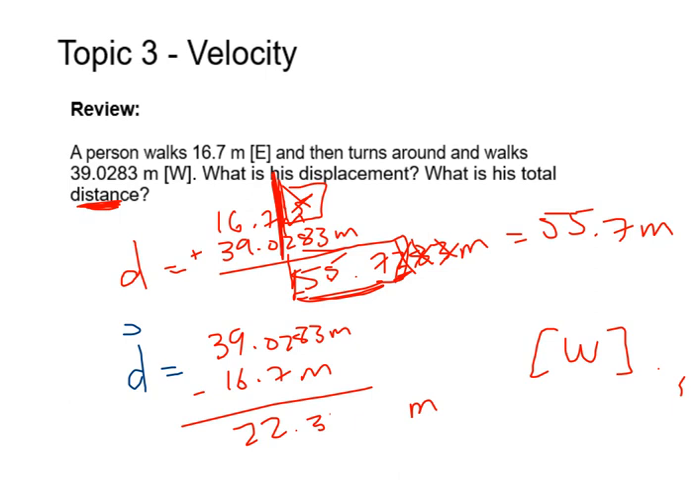So then the second answer for displacement, he traveled a grand total, a net distance of 22.3 meters to the west. Two different numbers though, hey? Depending on whether we add and subtract.